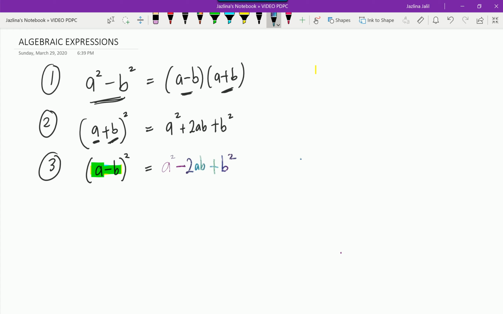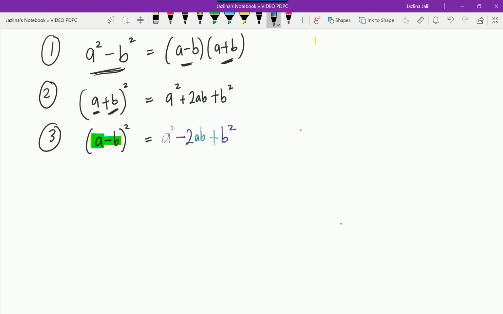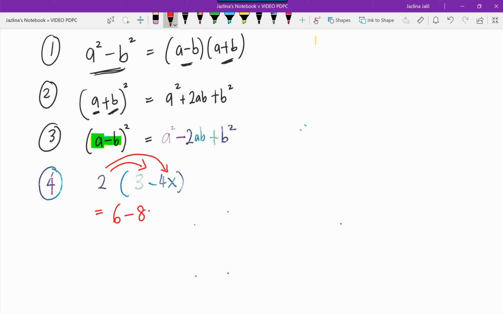Okay, got it? And then the next tip, I'll give you an example: 2 times (3 minus 4x). What you should do here is 2 times 3, multiply it one by one. 2 times 3 equals 6, and then 2 times negative 4x equals negative 8x. So this is the answer. Remember to expand it one by one so that you won't forget to multiply either one.